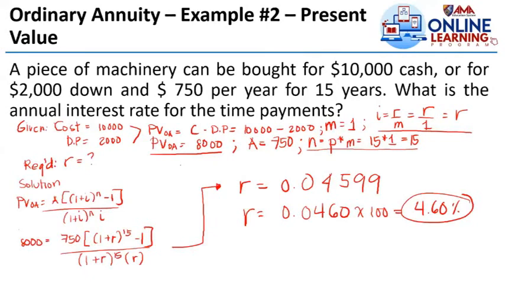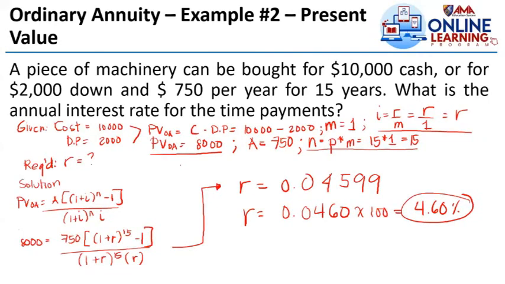So a piece of machinery can be bought for $10,000 cash. So pwede siyang i-cash for 10,000. Or you can pay down payment of $2,000. Then magbabayad ka ng $750 per year for 15 years. So what is the annual interest rate for the time payment? So ito, baliktad naman yung rate, interest rate ang missing.